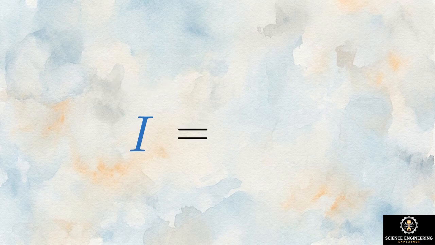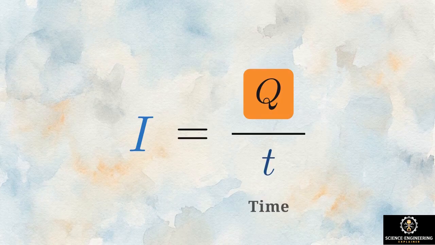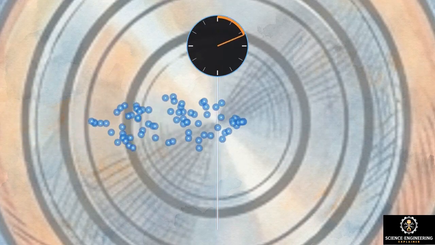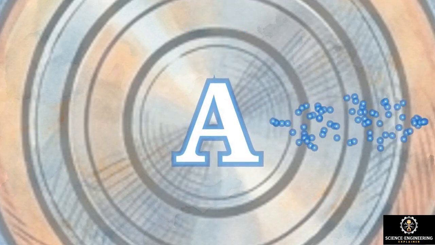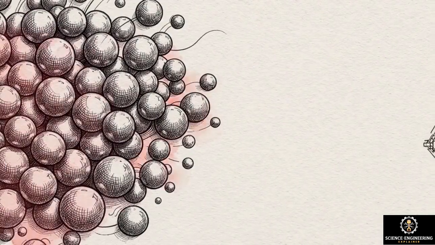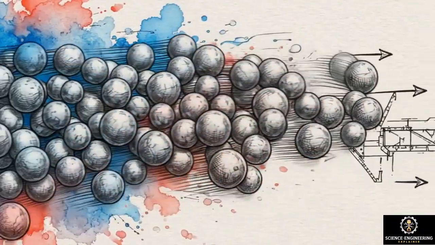Current is the continuous rate of this charge flow, calculated by taking the amount of charge, Q, and dividing it by time, T. The ampere, the standard unit of current, represents a physical reality. 1 ampere means precisely 1 coulomb of charge has passed a single point in the circuit in 1 second. Charge does not move uniformly on its own. There must be a driving force that compels the coulombs to flow.